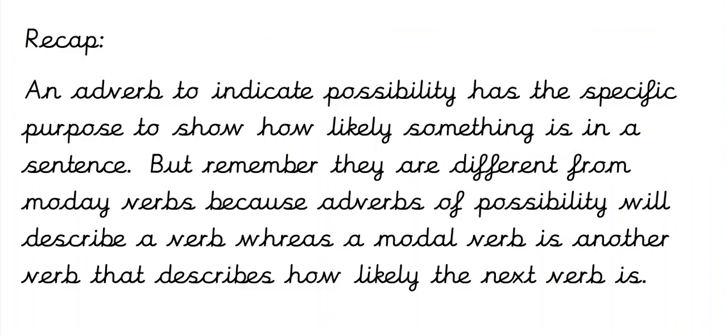Okay, so let's recap. An adverb to indicate possibility has the specific purpose to show how likely something is in a sentence. So it's the one adverb, the one word that shows how likely the sentence is. But remember, they are different from modal verbs because adverbs of possibility will describe a verb, whereas a modal verb is another verb that describes how likely the next verb is.